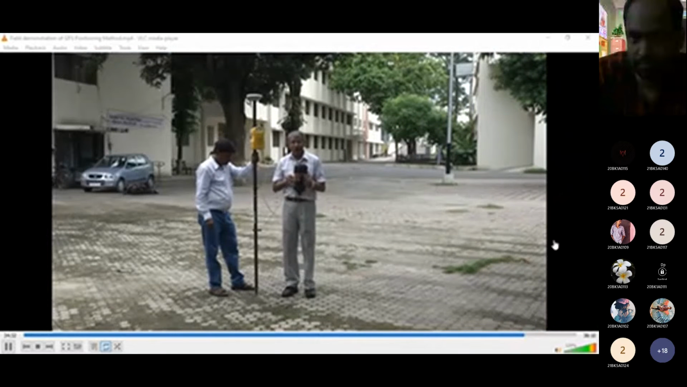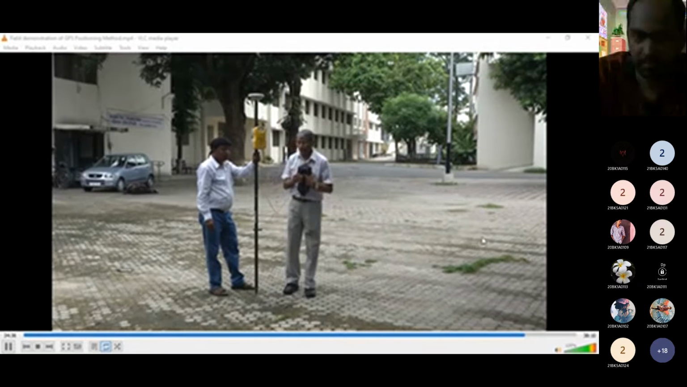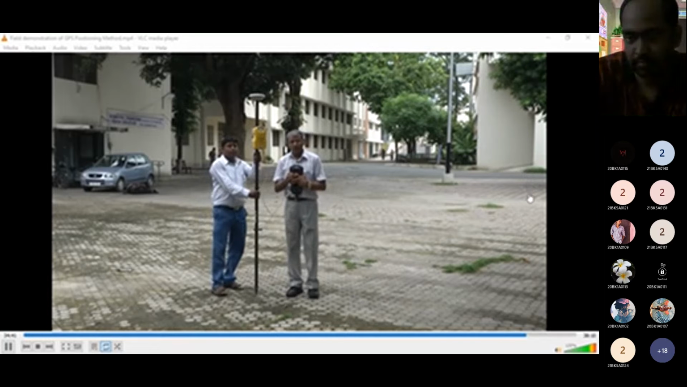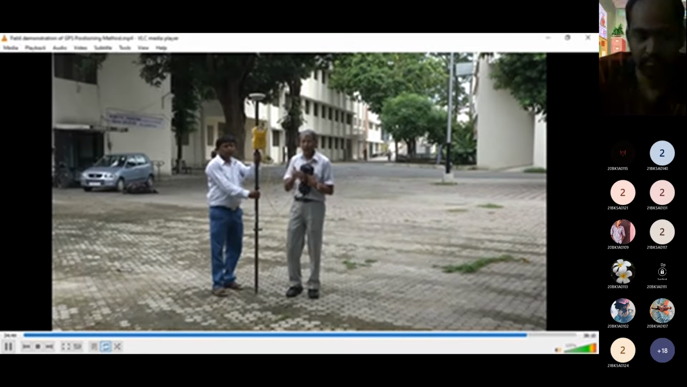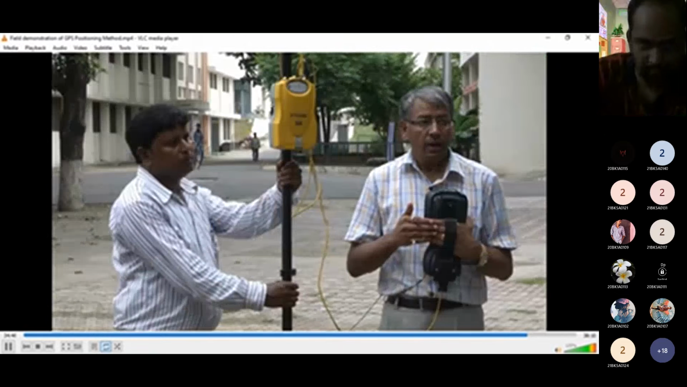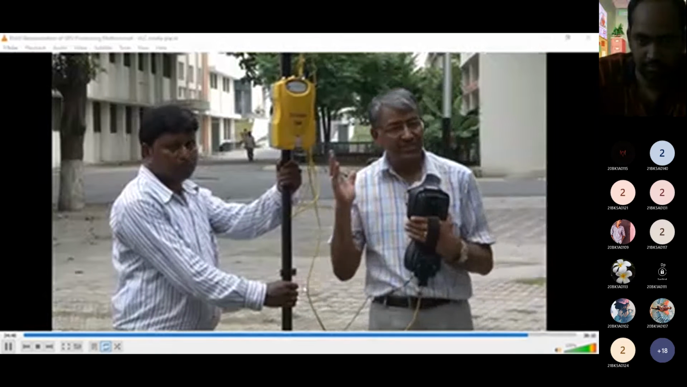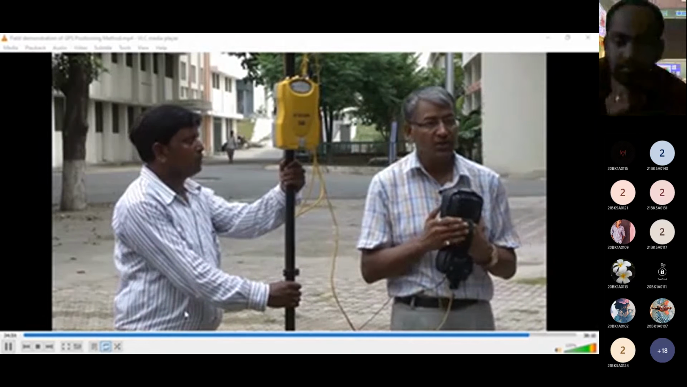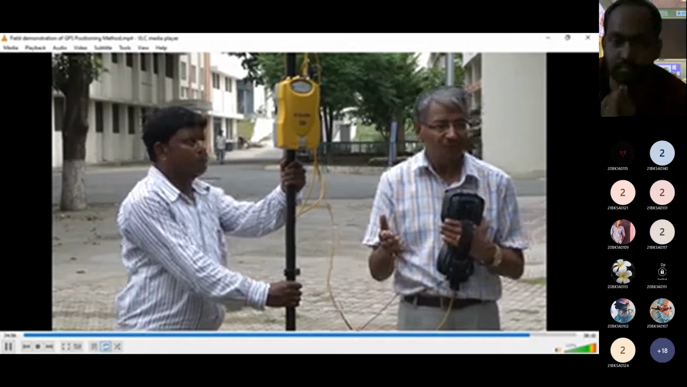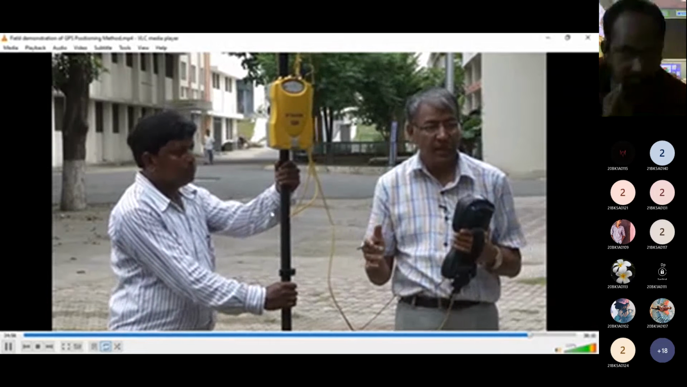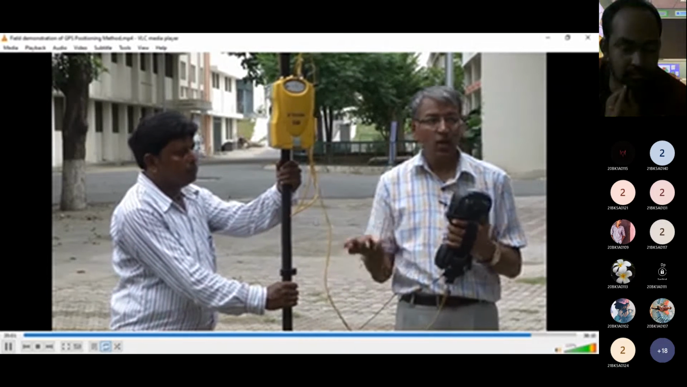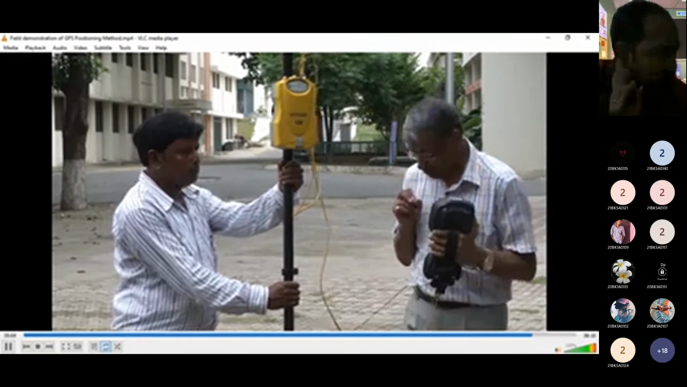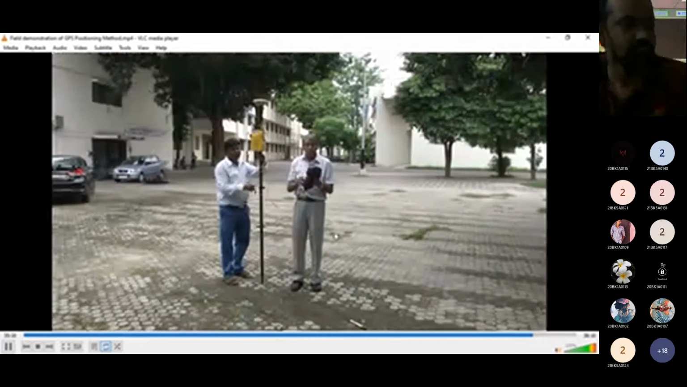So already we know how to carry out kinematic GPS surveying. First, what we did, we set up our reference station or base receiver at the reference station. Then we took the rover receiver to some initialization point and completed our initialization. And after the initialization, we do the actual measurement of the kinematic positioning.